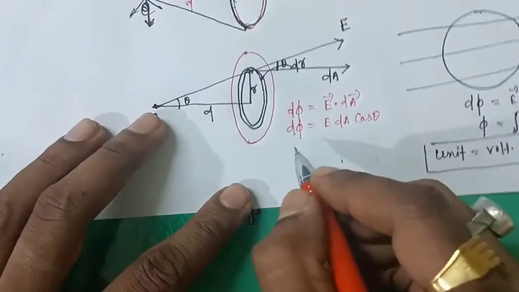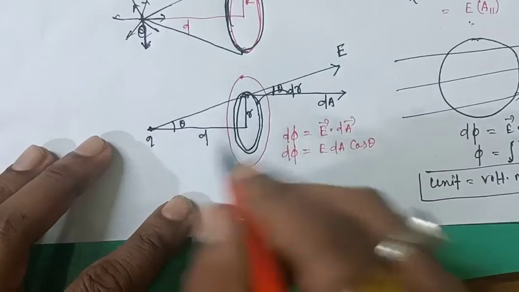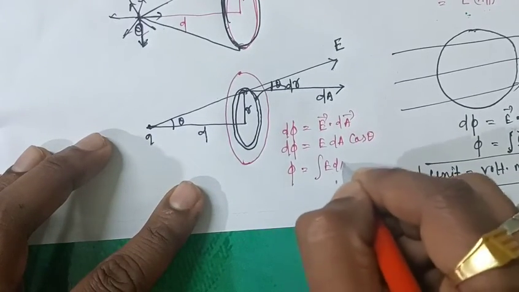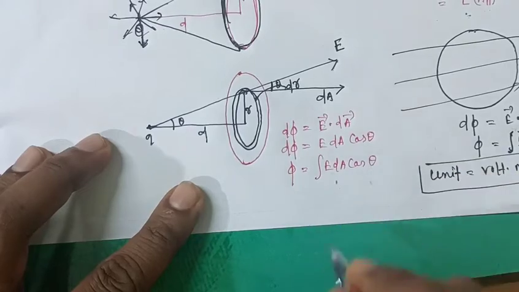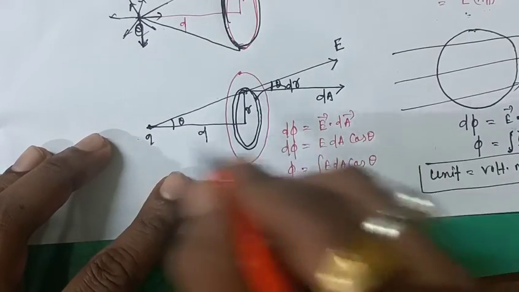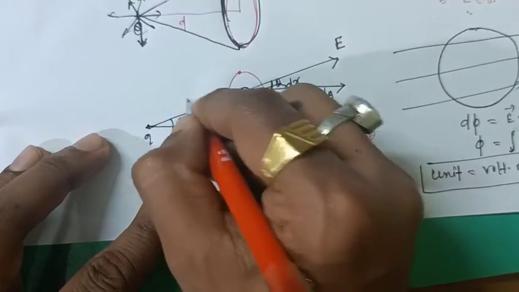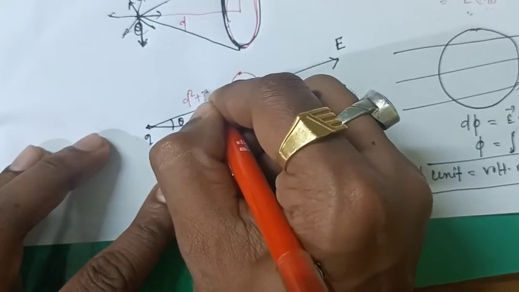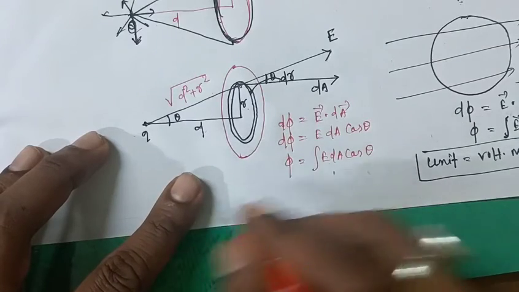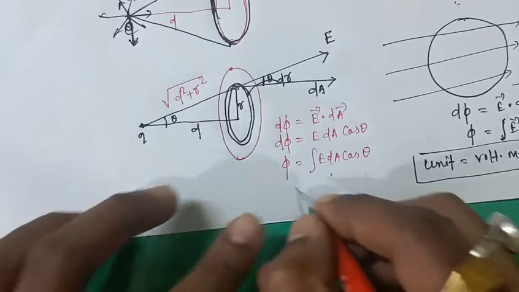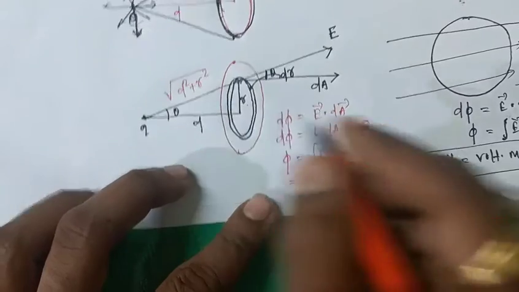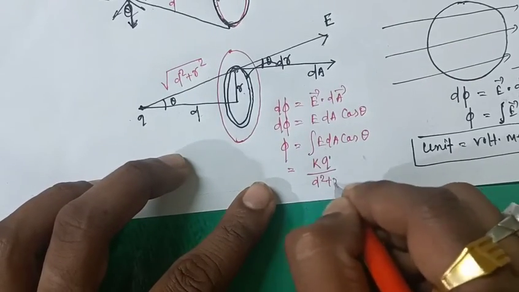This is an elementary flux. If I go for the total flux, I will simply integrate this E dA cos theta. This is a point charge. And how much is the distance from this point charge? This is d, this is r. So this is the square root of d square plus r square. So definitely due to this point charge, the expression of electric field is nothing but kq upon r square, and this is nothing but d square plus r square.